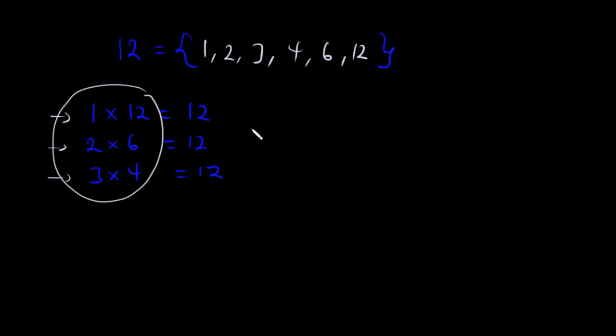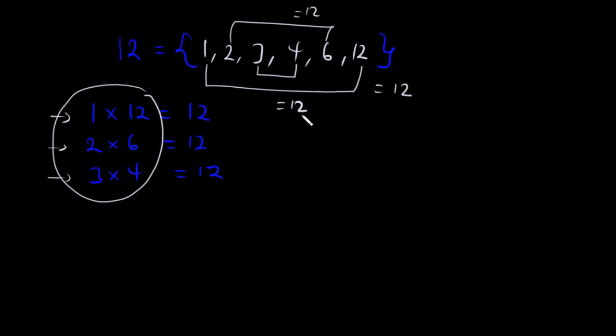Now, when you do this very well, you realize that whenever you multiply the outer numbers, you are going to get 12. So 1 multiplied by 12 is equal to 12. 2 multiplied by 6 is equal to 12. And then 3 multiplied by 4 is also equal to 12. Now let's try another example.